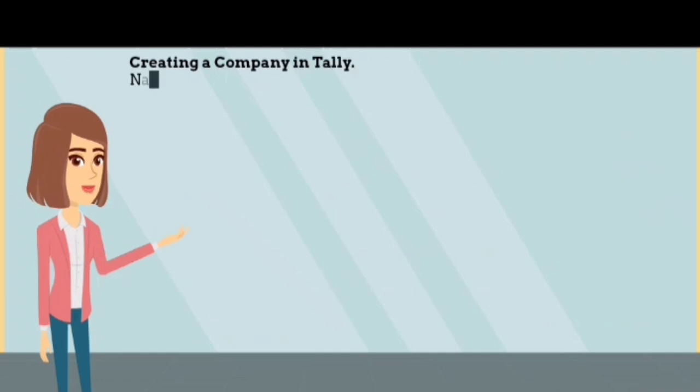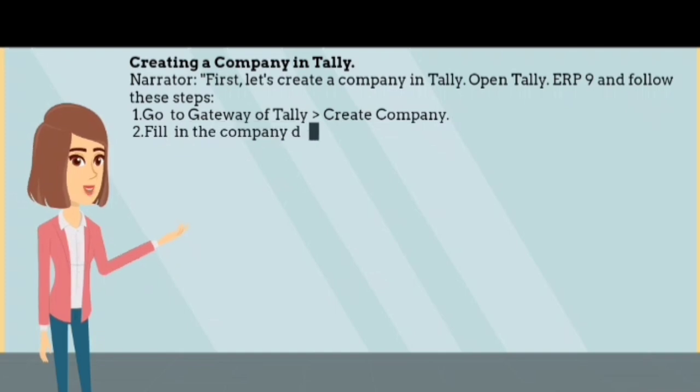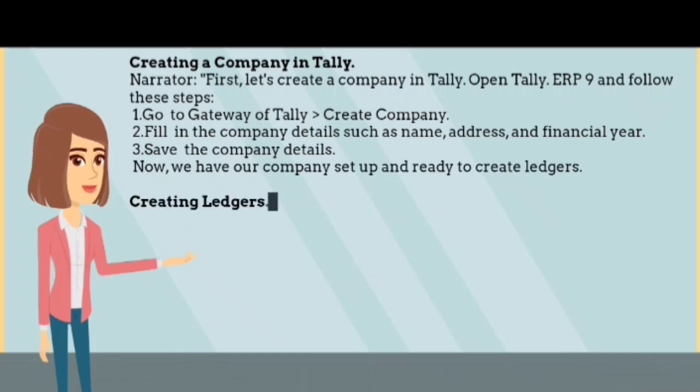Creating a company in Tally. First, let's create a company in Tally. Open Tally ERP 9 and follow these steps. 1. Go to Gateway of Tally, Create Company. 2. Fill in the company details such as name, address, and financial year. 3. Save the company details. Now, we have our company set up and ready to create ledgers.